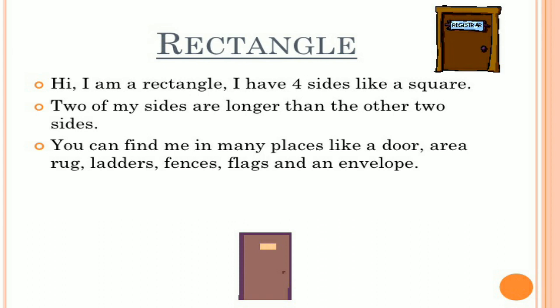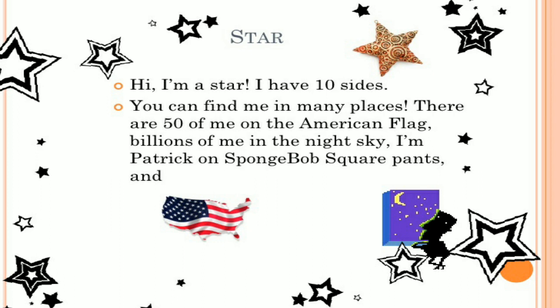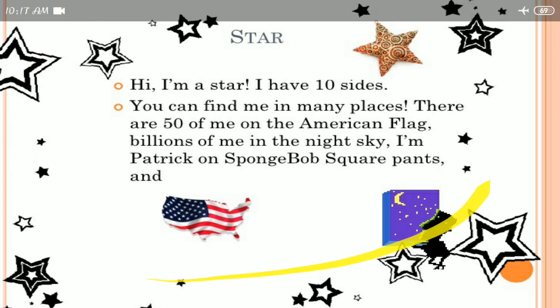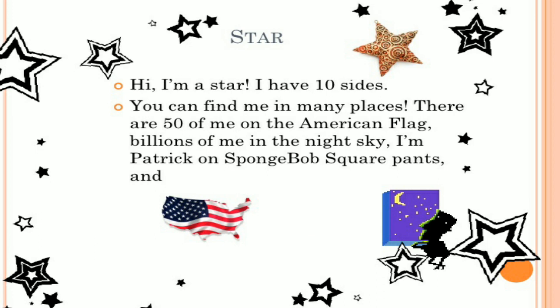Very good. So now we are going to learn the next shape, and it's a star. Here we can find so many stars. A star has 10 sides. How many sides does a star have? A star has 10 sides. One, two, three, four, five, six, seven, eight, nine, and ten. So a star has 10 sides. Here we can find so many stars.